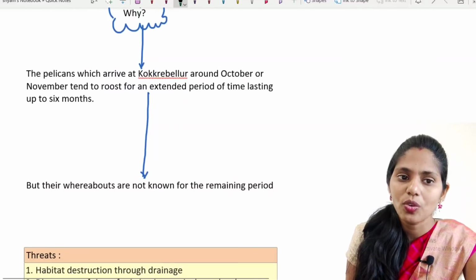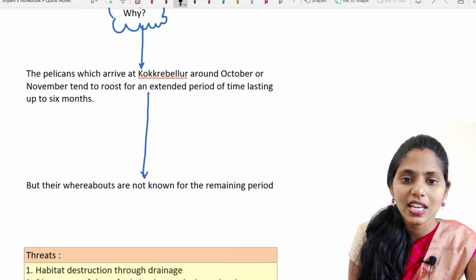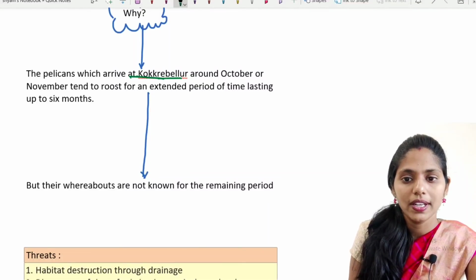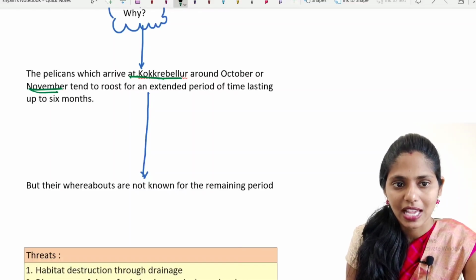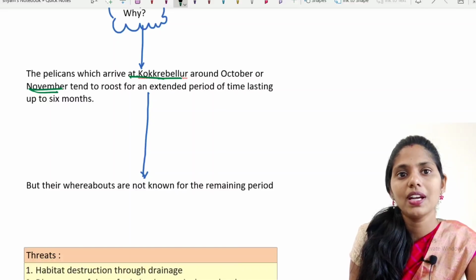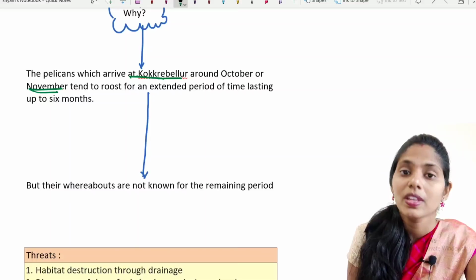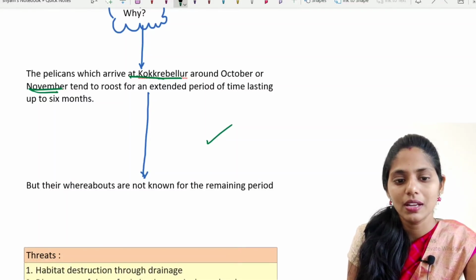And why do we need to go for geotagging? Because pelicans arrive at Kokkare Bellur around October or November, and they stay for a period lasting about six months. After this time is over, where they stay for the remaining period, we don't know. So to track their habitats, this will be very important.